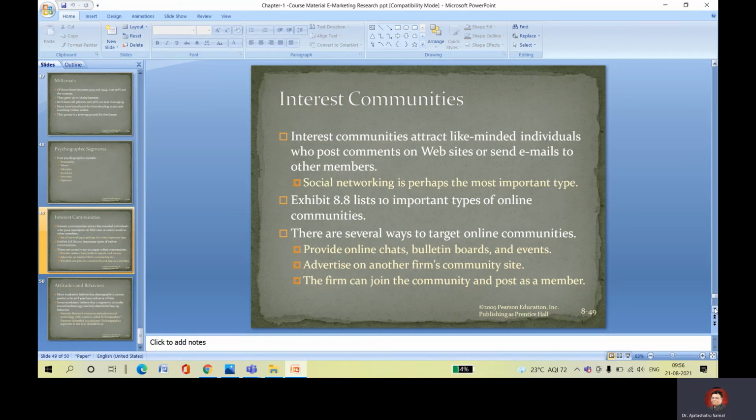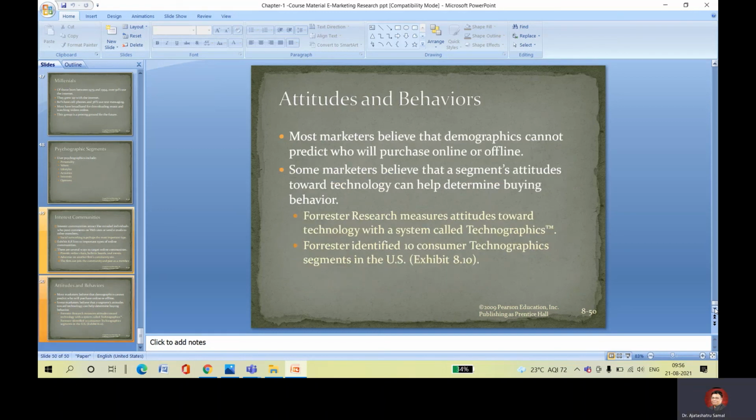The last part of the slide: attitude and behavior. Most marketers believe that demographics cannot predict who will purchase online or offline. Some marketers believe that a segment's attitude towards technology can help determine buying behavior. It is also an important factor and parameter. That is why Forrester Research measures attitudes towards technology with a system called technographics. Forrester identified 10 consumer technographic segments in the USA. So behavior segments play a prominent role.